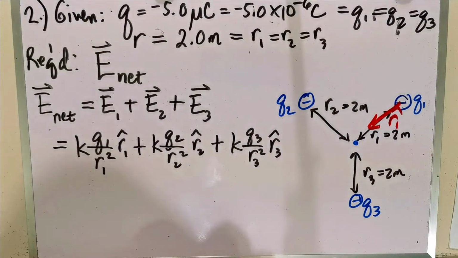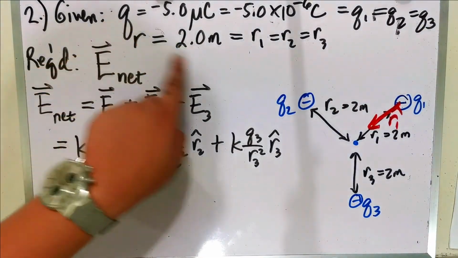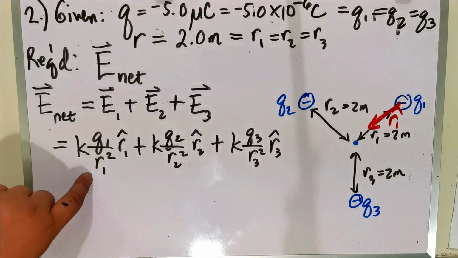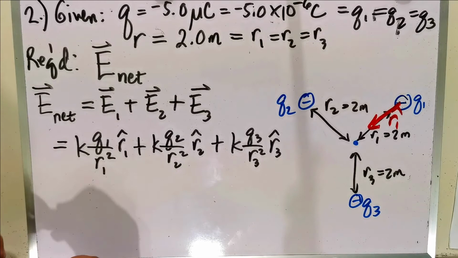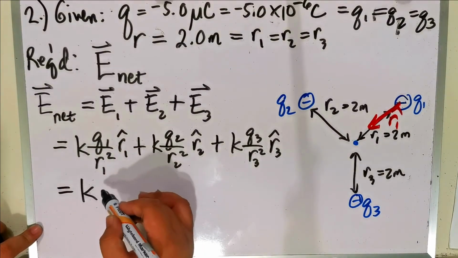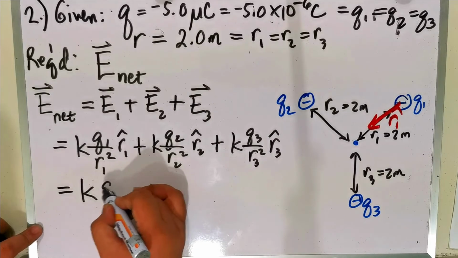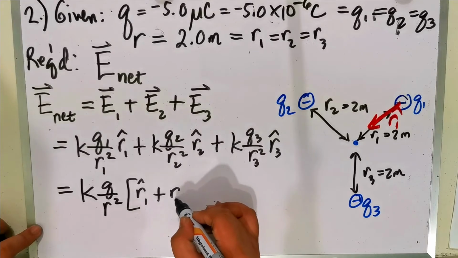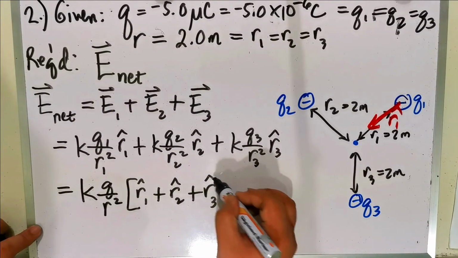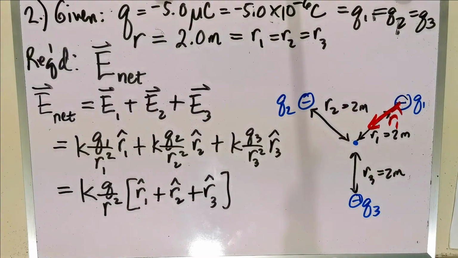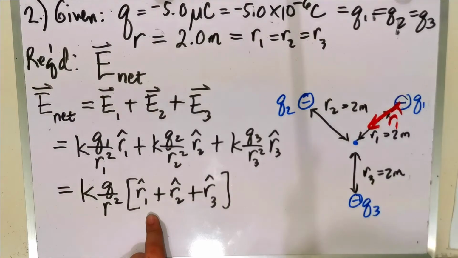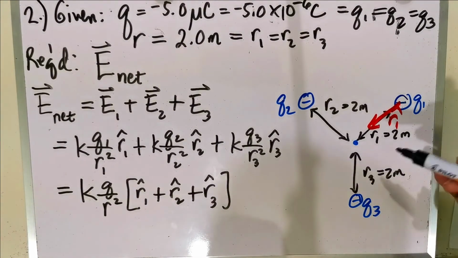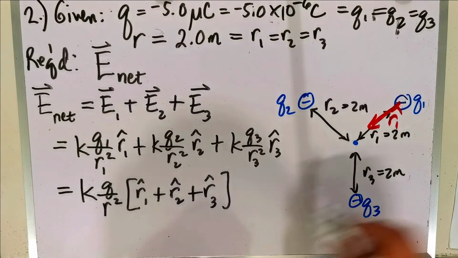Since, as I've said, Q1, Q2, and Q3 are equal, which is simply Q, and R1, R2, and R3 are equal, which is simply R, we can simply factor out K, Q, and R squared from the equation. So this gives us the final, simplified equation: K Q over R squared times R1 hat plus R2 hat plus R3 hat. All we have to do now is to determine what R1 hat, R2 hat, and R3 hat are, based on the diagram that we had.